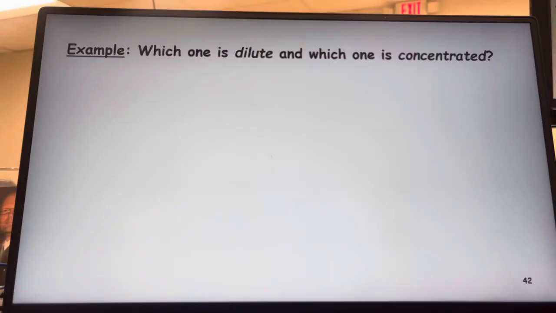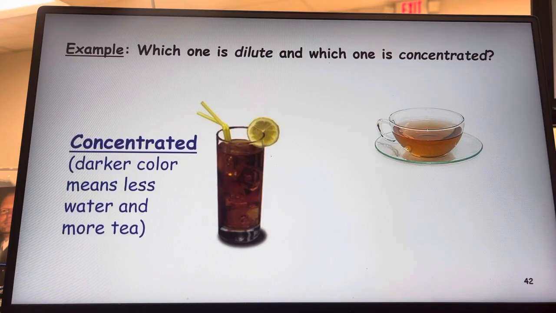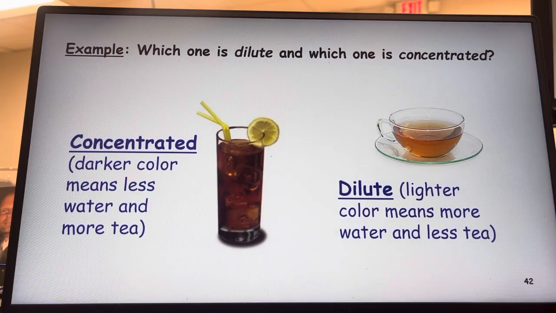So which one of these is dilute and which one is concentrated? Just based upon color. You would think that the darker one with the lemon would be more concentrated and the dilute one in the teacup would be less concentrated, and that is correct. Darker color means less water and more dissolved solute, in this case tea, okay? And the lighter color means more water and less tea, okay? Diluted. We all understand these concepts.